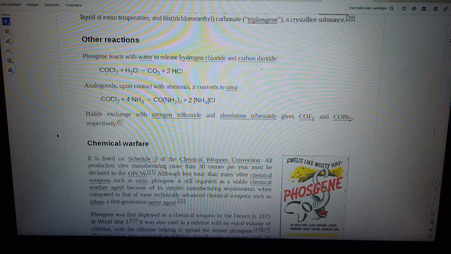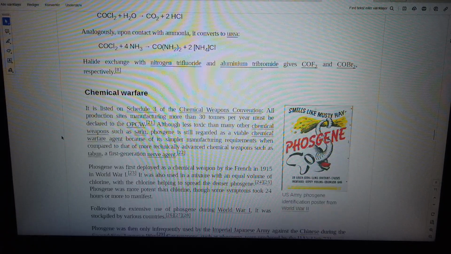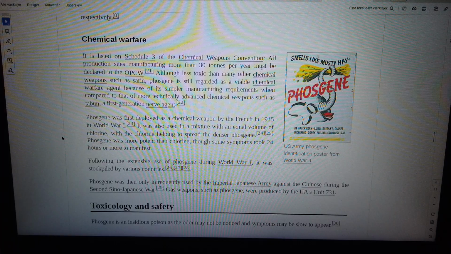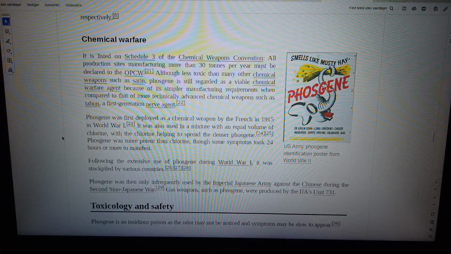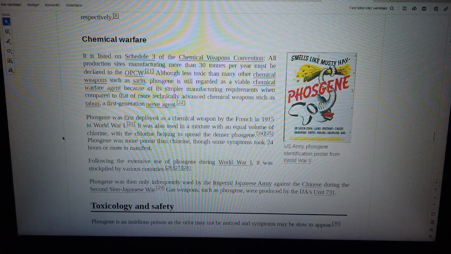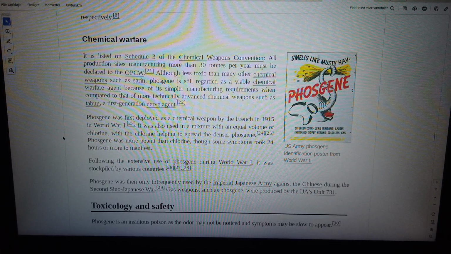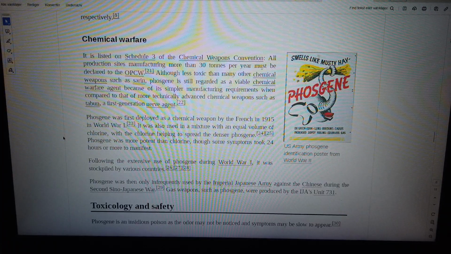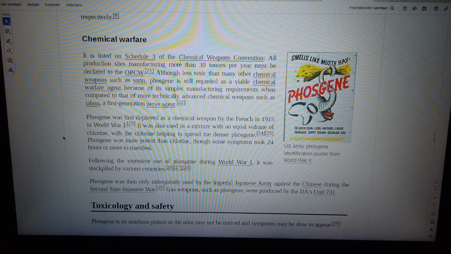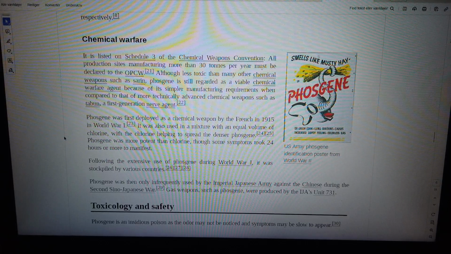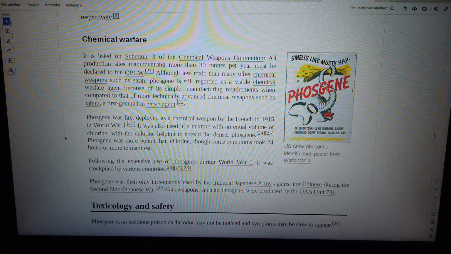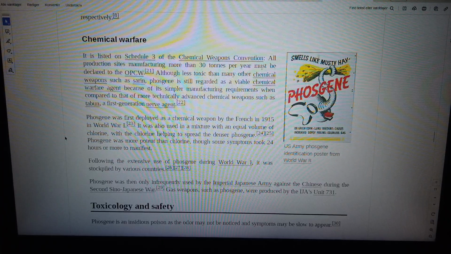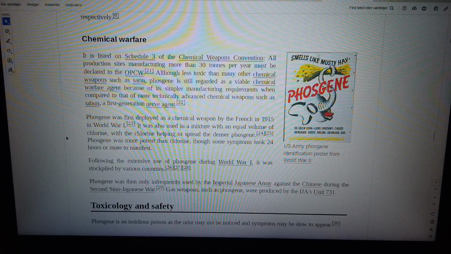Chemical warfare. U.S. Army phosgene identification poster from World War II. It is listed on Schedule 3 of the Chemical Weapons Convention. All production sites manufacturing more than 30 tons per year must be declared to the OPCW. Although less toxic than many other chemical weapons such as sarin, phosgene is still regarded as a viable chemical warfare agent because of its simpler manufacturing requirements when compared to that of more technically advanced chemical weapons such as tabun, a first-generation nerve agent.